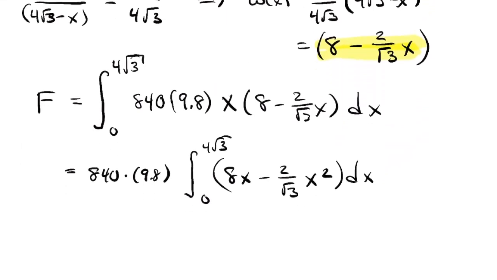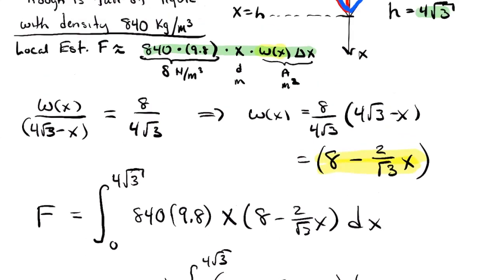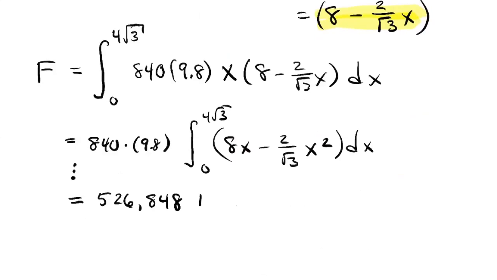To keep this video short, I'm going to kick the details over to you for that one, but I'll tell you what the answer is. When I worked out this integral, I got 526,848. And what would the units on that be? We already said that when we talked about our local estimate up here: we're taking newtons per cubic meter and multiplying it by cubic meters, so we're getting the correct units. That's 526,848 newtons. It's the hydrostatic force on one of the ends of that trough.